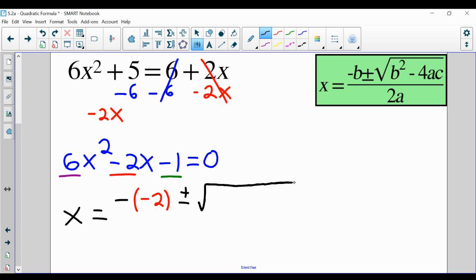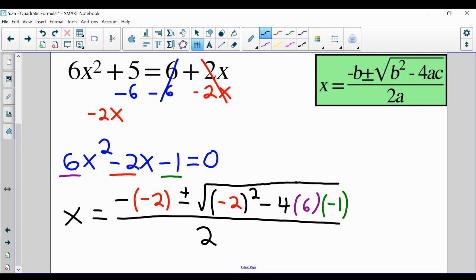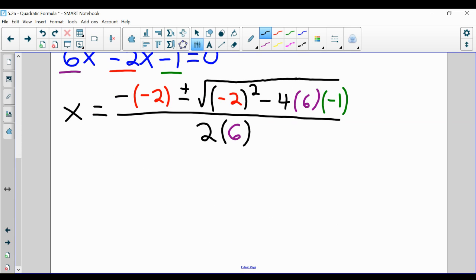Plus or minus the square root of b squared. So we're using b again, which is a negative 2 squared, minus 4 times a, which is 6, times c, which is negative 1. And all of this is divided by 2 times a. And a, again, was a 6, positive 6. All right, so that right there is all the numbers plugged into the quadratic formula. And now it's just some basic simplification.